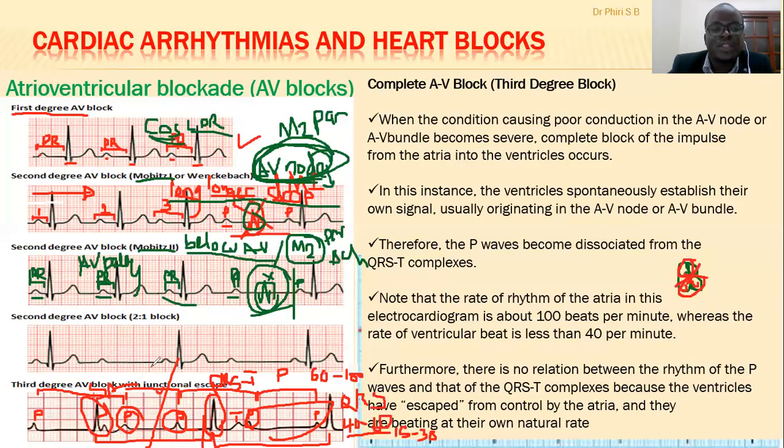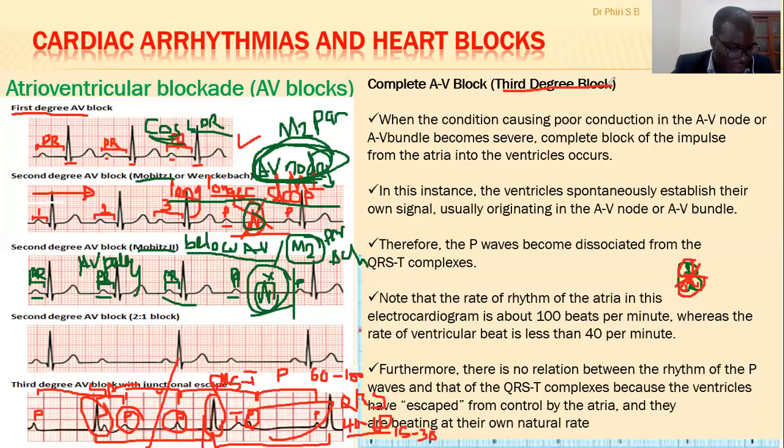So there's complete AV block. Once you have complete AV block, the atria will be contracting on their own and the ventricles will be contracting on their own, then you have a third degree heart block. So this is the third degree heart block. How can you remember it?